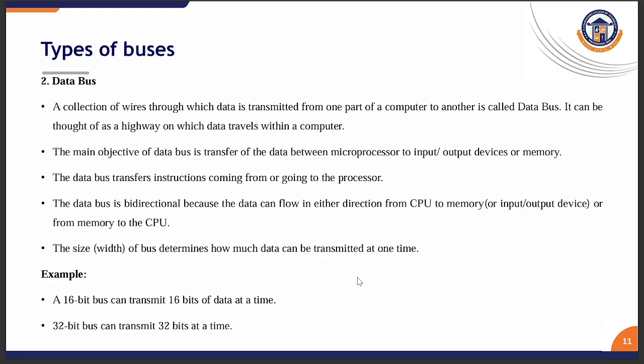Data bus. The collection of wires through which data is transmitted from one part of a computer to another part is called a data bus. It is bidirectional, and the size of the bus determines how much data can be transmitted at a time. A 16-bit data bus can transmit 16 bits at a time. A 32-bit bus can transmit 32 bits at a time.